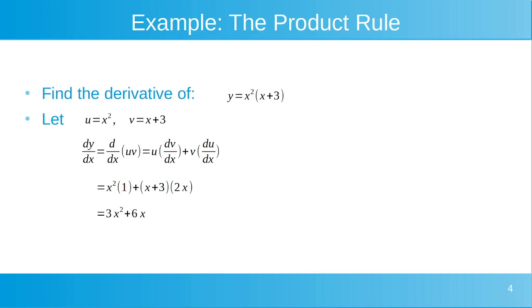So our value of u is x squared, our value of dv dx is equal to 1. Our value of v is equal to x plus 3, and our value of du dx is equal to 2x. And when we multiply that out, we get that our derivative dy dx is equal to 3x squared plus 6x.